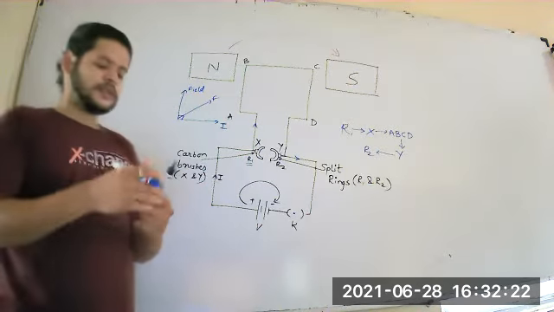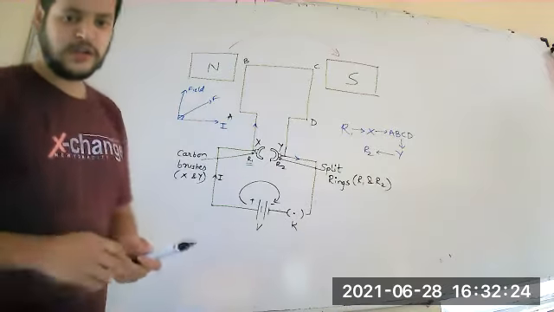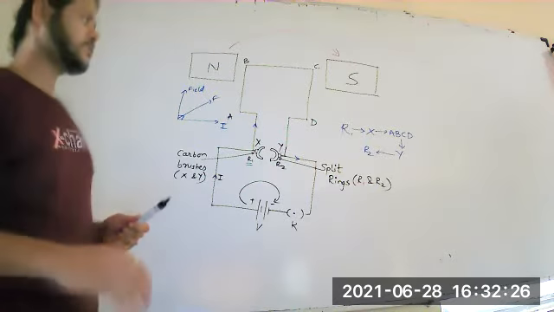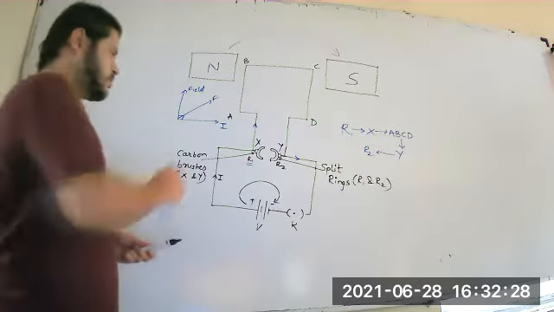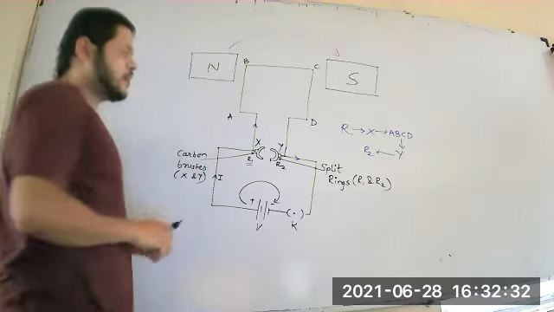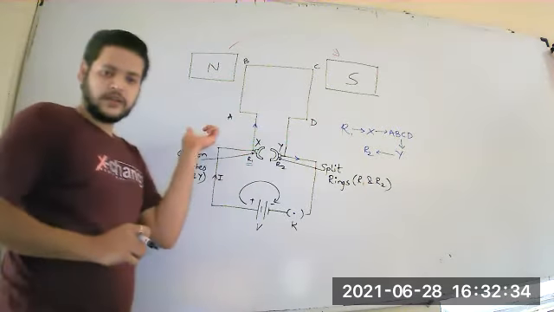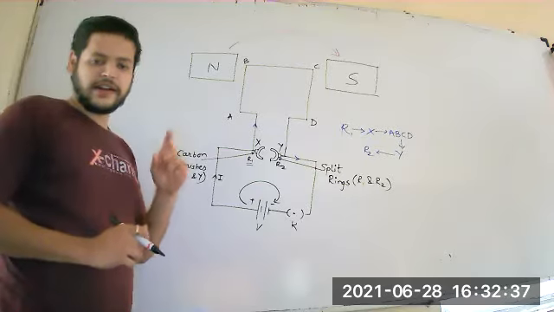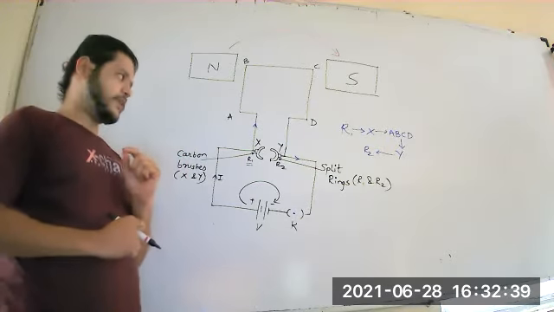Now let us apply Fleming's left hand rule. The rule says that force will be generated only when field and current are perpendicular.